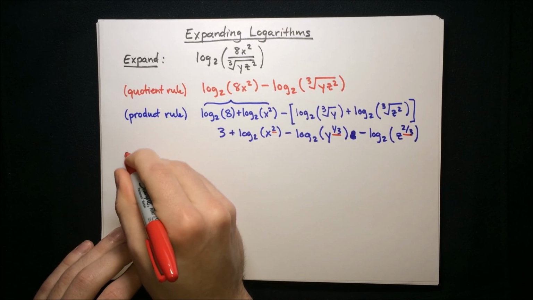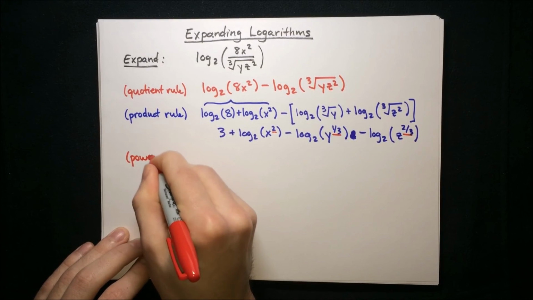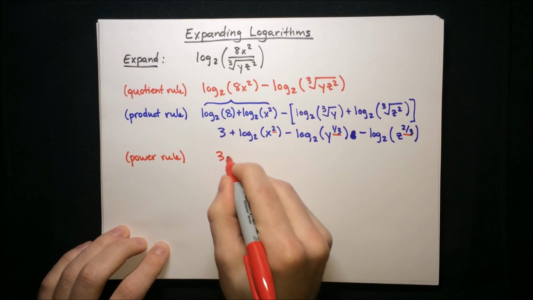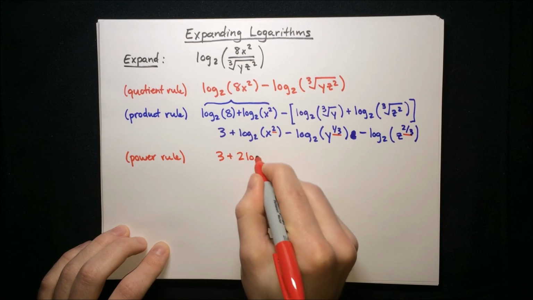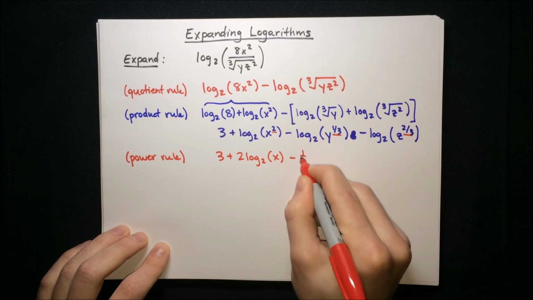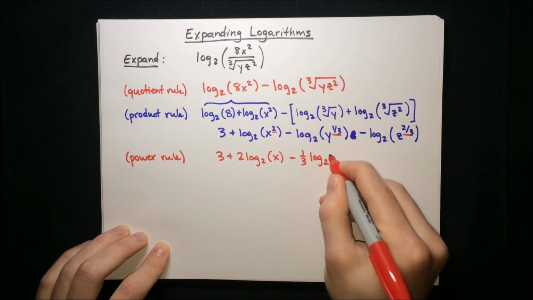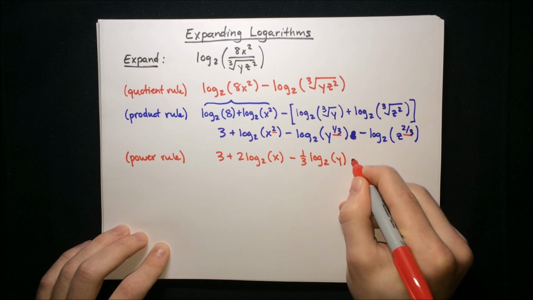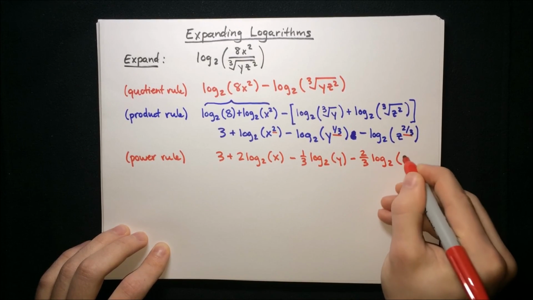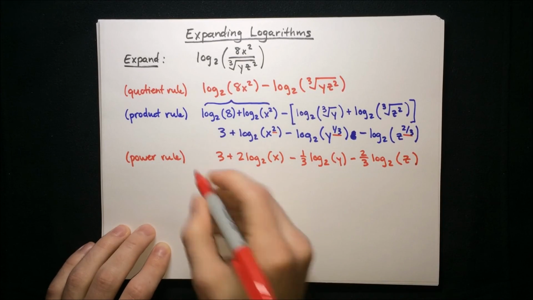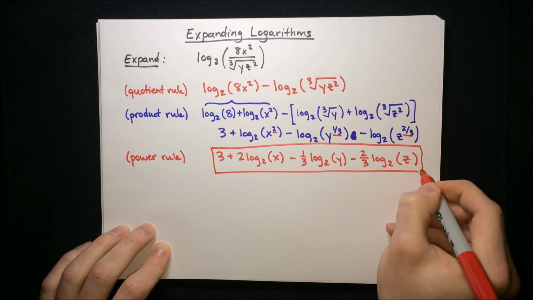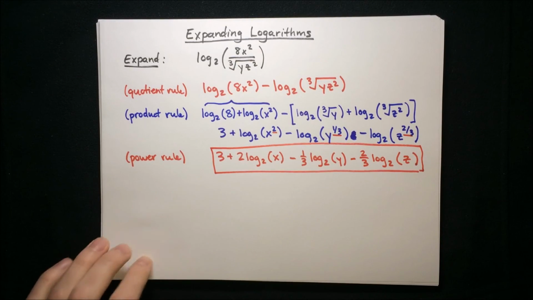We can do that with the power rule. And applying the power rule here, we get 3 plus 2 log 2 of x, then minus a third log 2 of y, and lastly minus 2/3 log 2 of z. And that's our final answer. That's the expanded form of the initial logarithm.